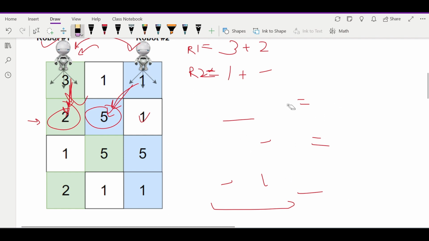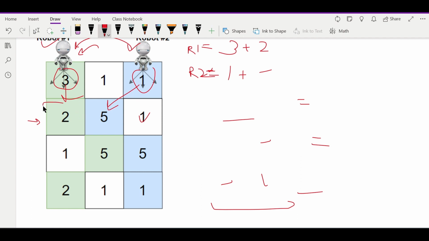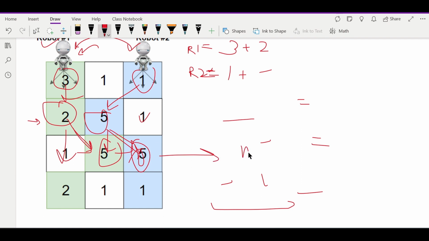You have to understand this, right? So this is how the movements are being made. Robot 1 moved here, robot 2 moved here, collecting the maximum cherries. Now again, robot 1 has two choices and robot 2 has two choices. Now robot 1 moved here and robot 2 moved here, right? Making the total cherries again maximum.